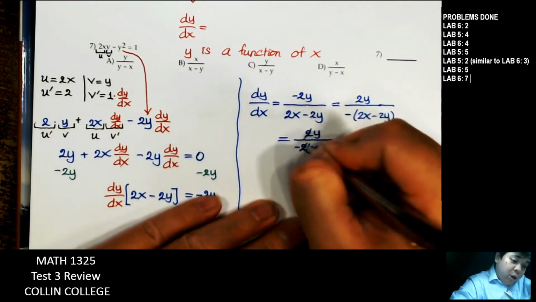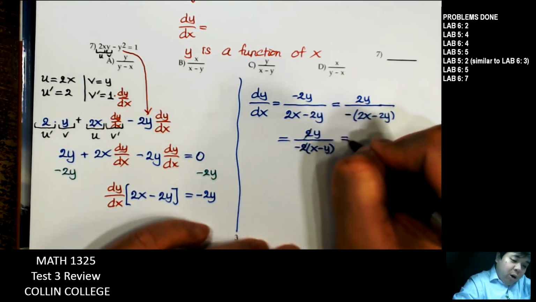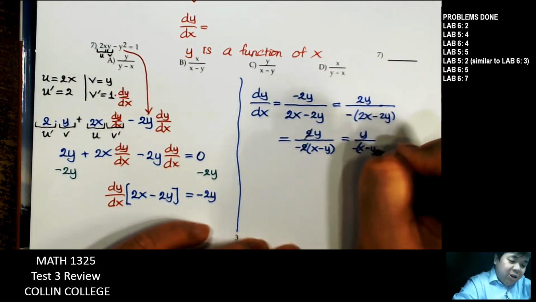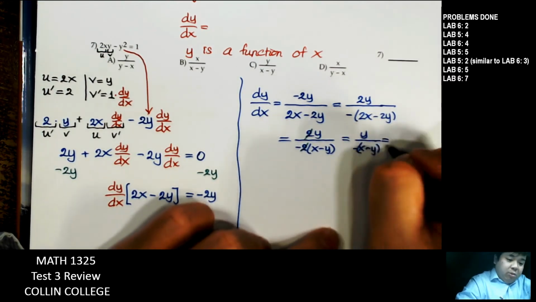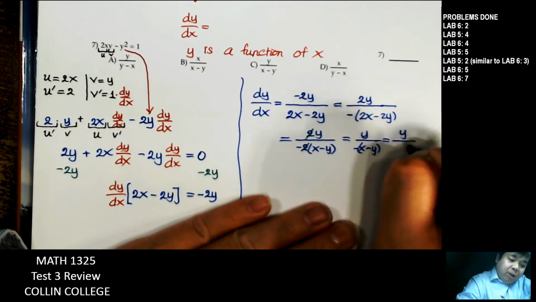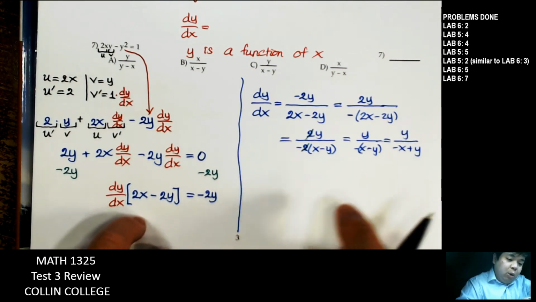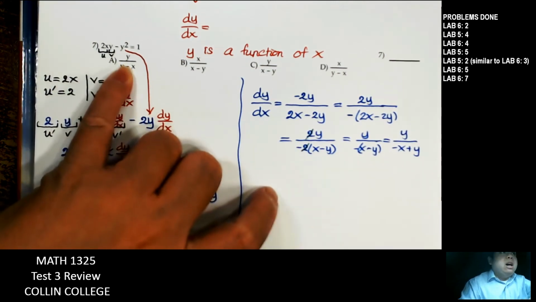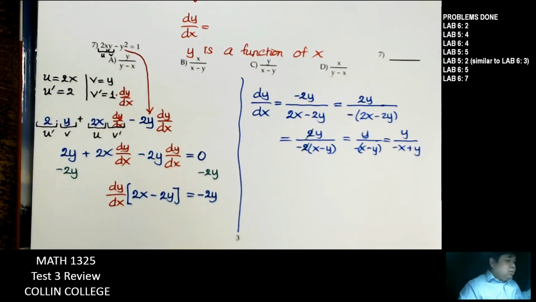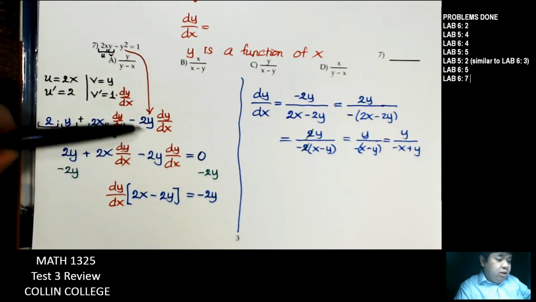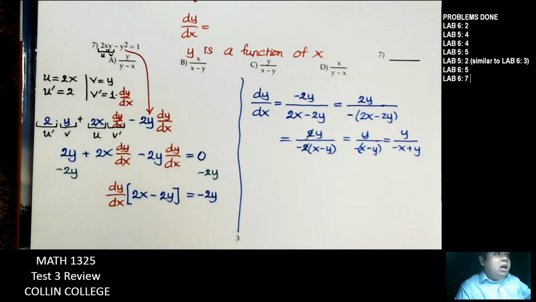Here I can bring out the 2. Just the 2, the sign and everything stay the same. The 2 will cancel out. So we have y over negative x minus y, sorry. And distributing the minus, we have negative x plus y, which is y minus x, will be that.